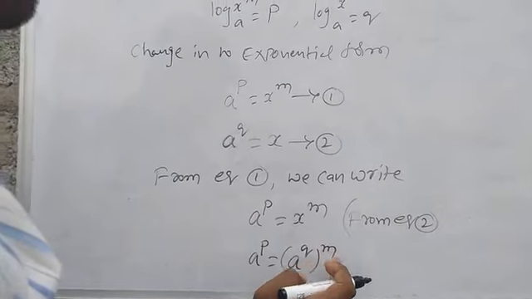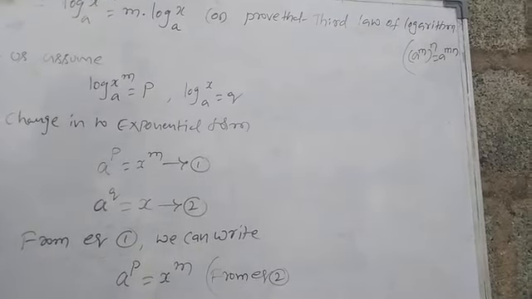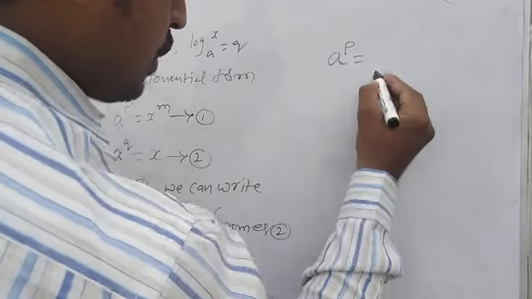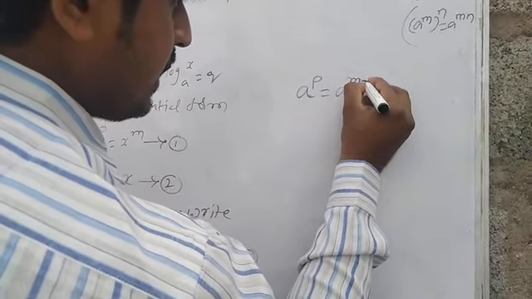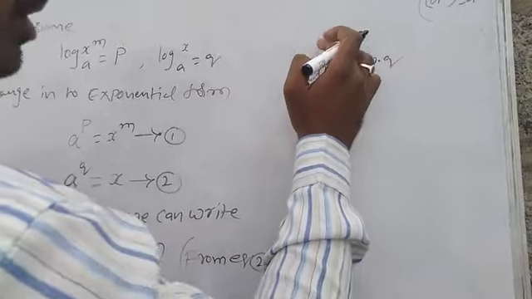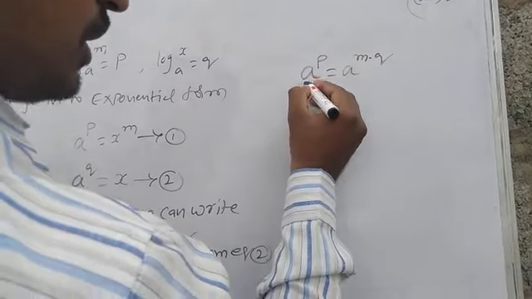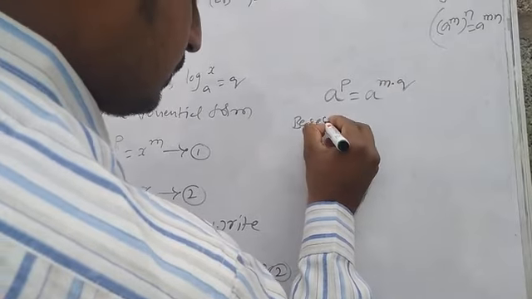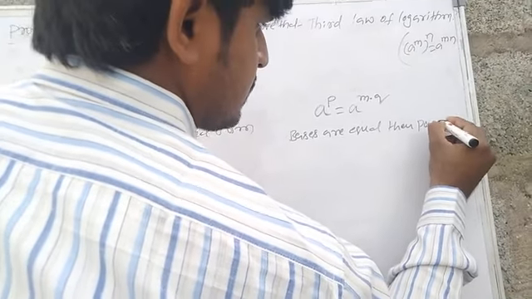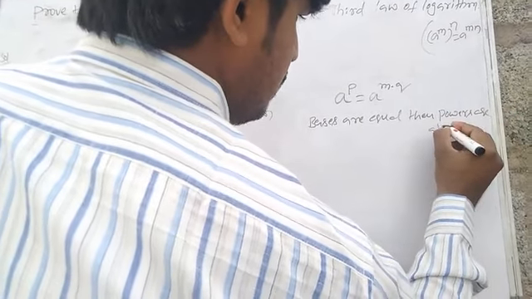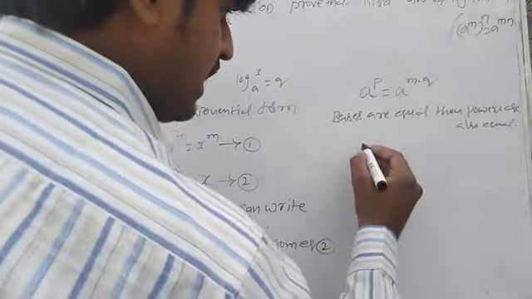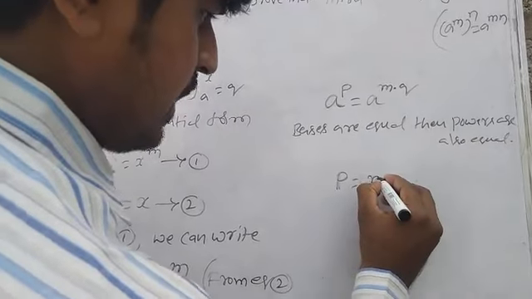Using the formula, a to the power of m whole to the power of n is equal to a to the power of m into n. Here, a to the power of p is equal to a to the power of m into q. Okay ma? M into n or n into m, both are the same. Here if you observe, bases are equal, then the powers are also equal. So p is equal to m into q.